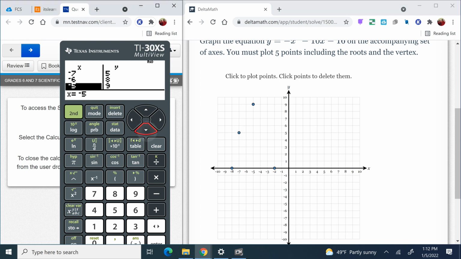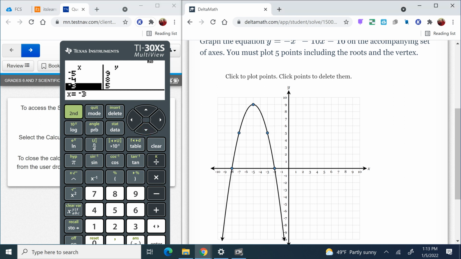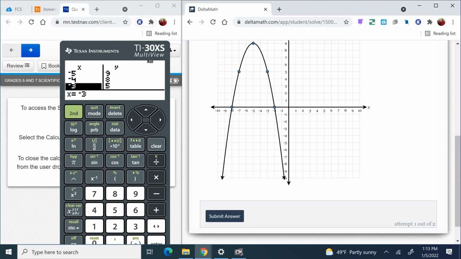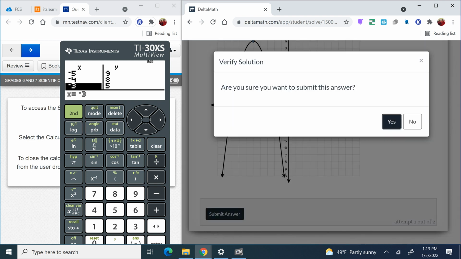And let's say that we use -4. I could use -4, 8. I could also use -3, 5. I've got 5 points. I now have a parabola. It is facing downwards, so this is a reflected parabola. We'll get into those transformations later. But let's check to make sure we did this correctly.